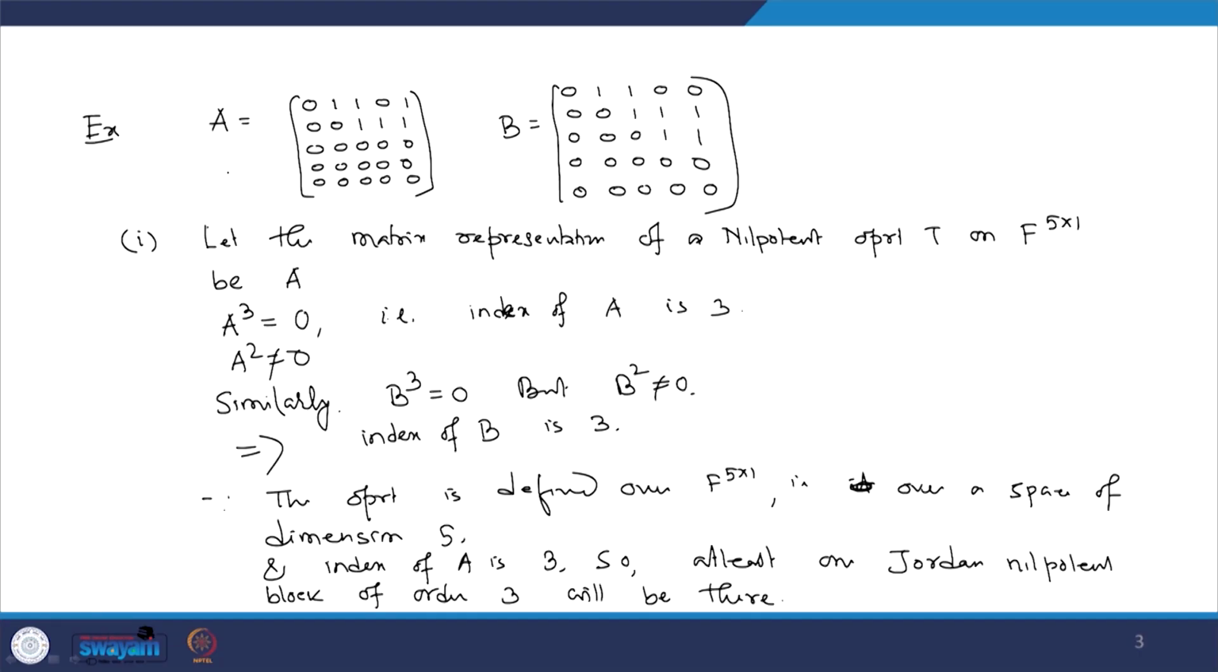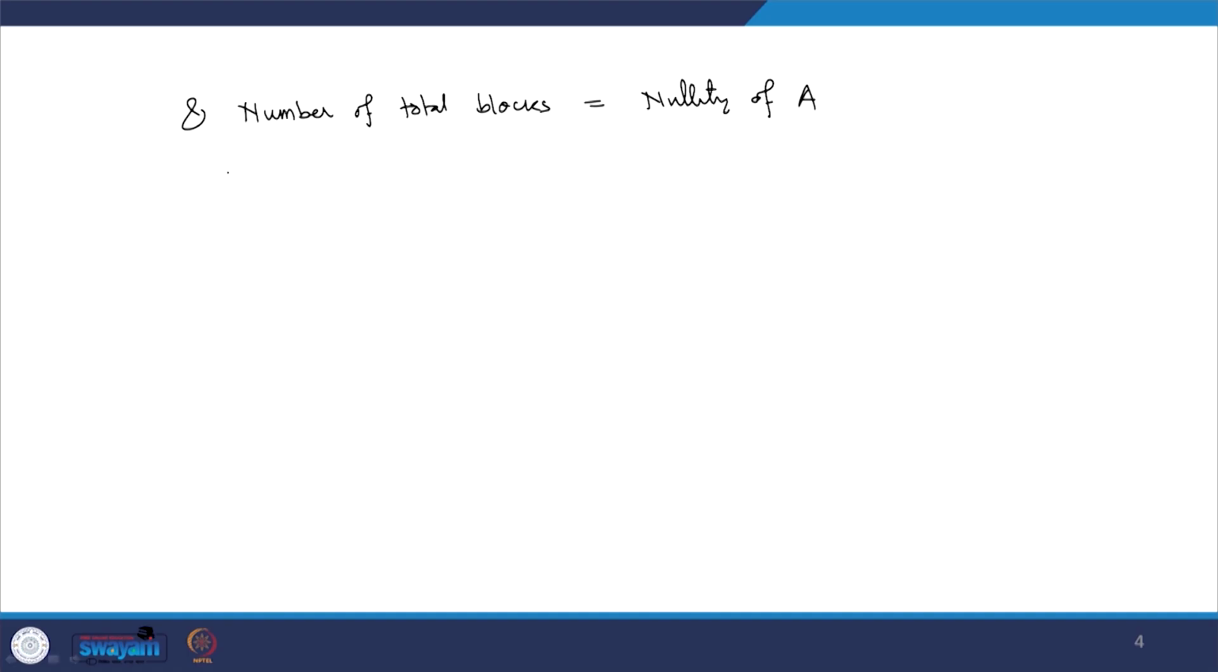See, A has two non-zero rows which are also linearly independent. Since rank of A equal to 2 implies nullity of A equal to 3. So, there will be exactly 3 nilpotent Jordan blocks in the block diagonal matrix representation of A.